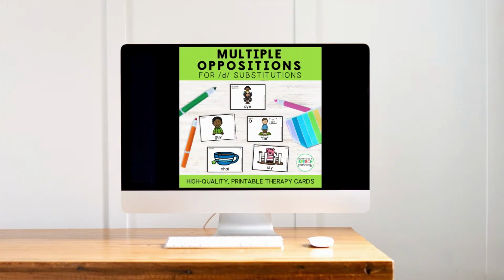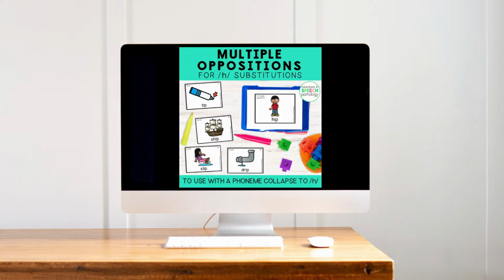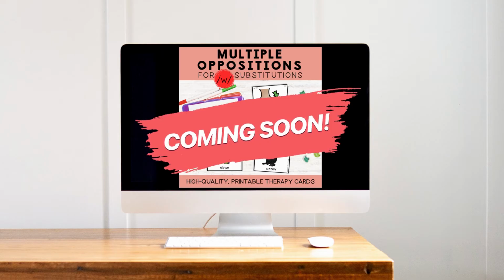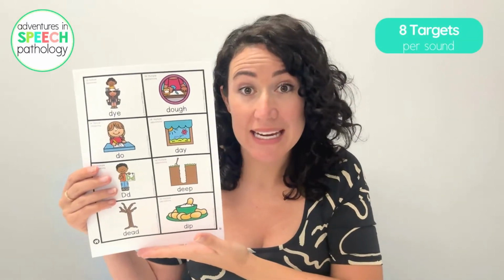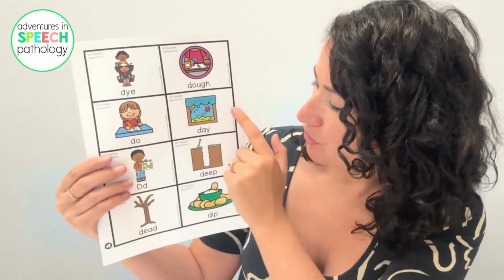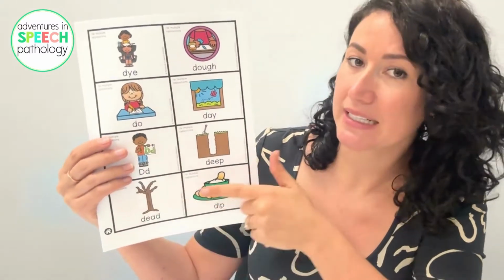So what I've done here is I've already printed off the pages. This is from our D multiple oppositions download. We have them for H and G at the moment, and I think we've got the W sound coming as well. And this page here gives you 8 different targets. So we've got die, do, doo, day, D, deep, dead, and dip.